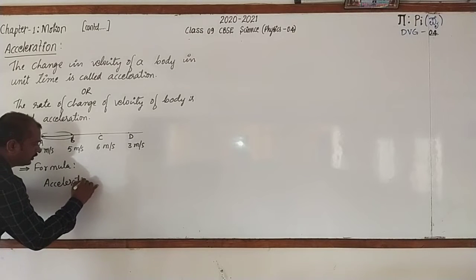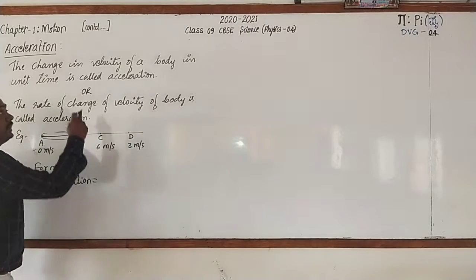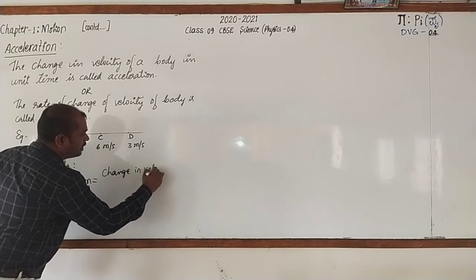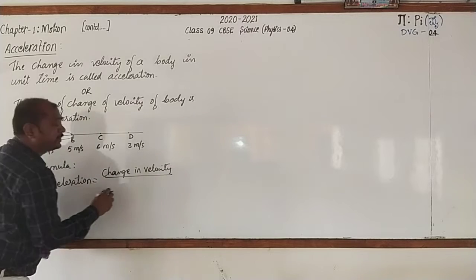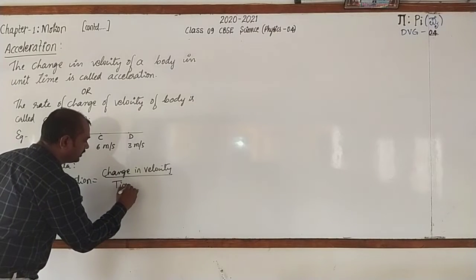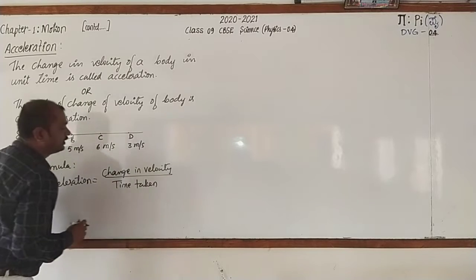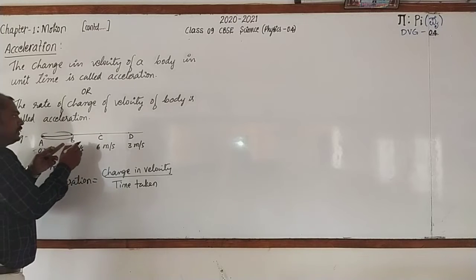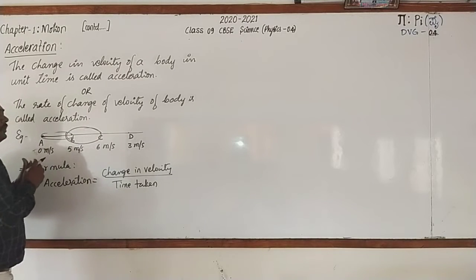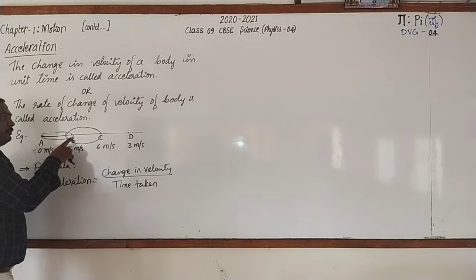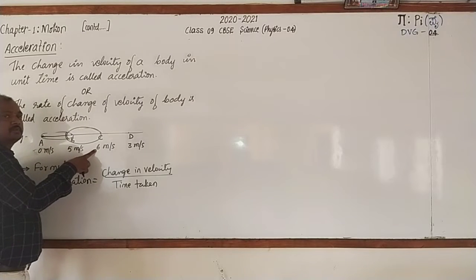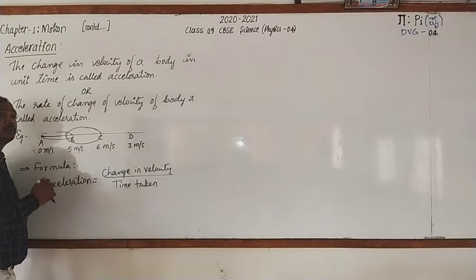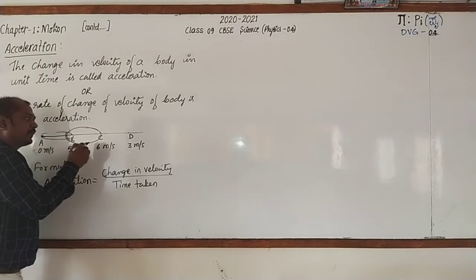Acceleration is equal to, what is that? Rate of change of velocity. That is change in velocity. To change that velocity, how much time has been taken? That should be written: change in velocity by time taken. But how do you find out the change in velocity? When you take only the position of the person from B to C, look here, he has changed his velocity by how much? He has changed by 1 meter per second. How do you come to know that? You will subtract 5 from 6.